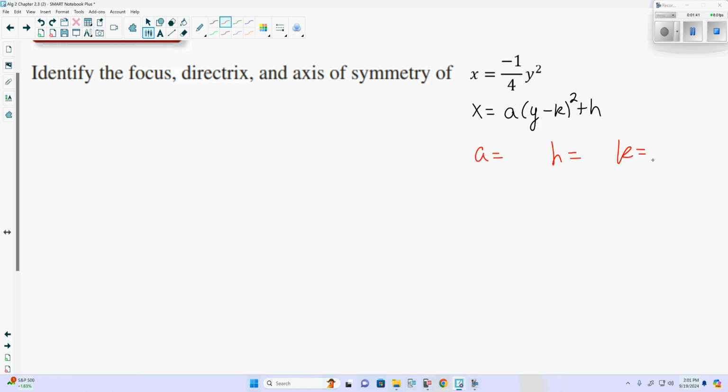Now looking at this information here, what's the value of a? A would be negative 1/4. H, the value being added to the equation, is 0 because there's nothing being added on to it. So there is no h value. There's nothing being added or subtracted from y inside parentheses. So the value of k is also 0. Questions on how we found a, h, and k?